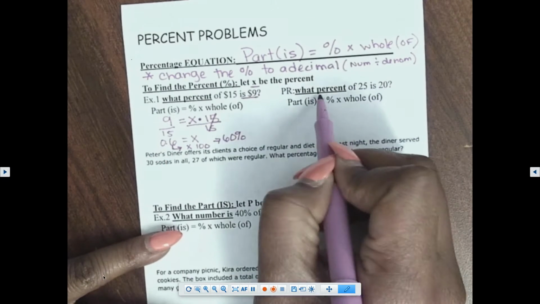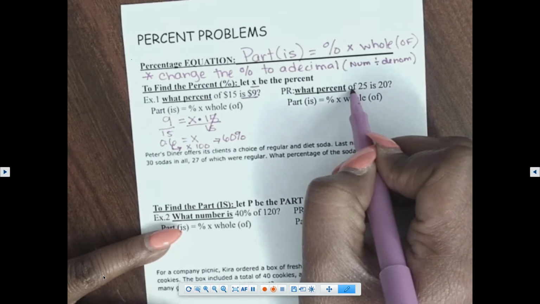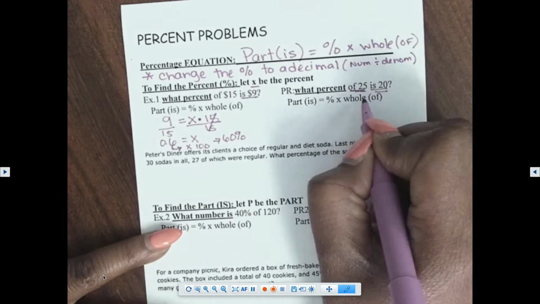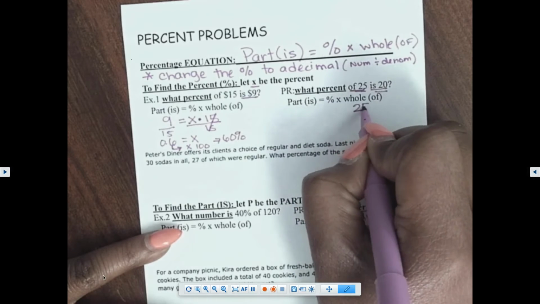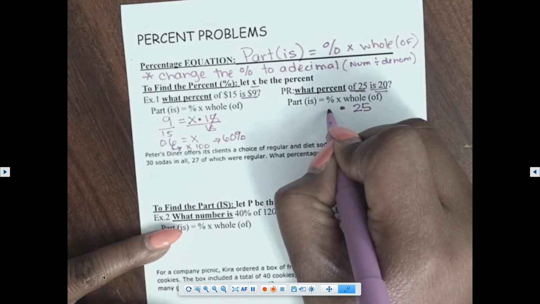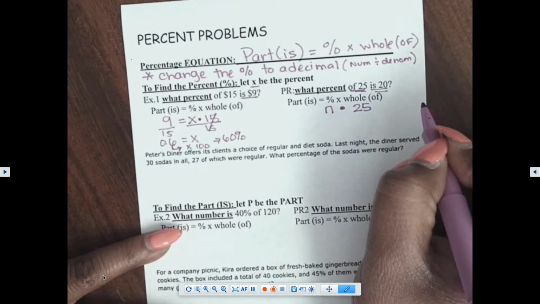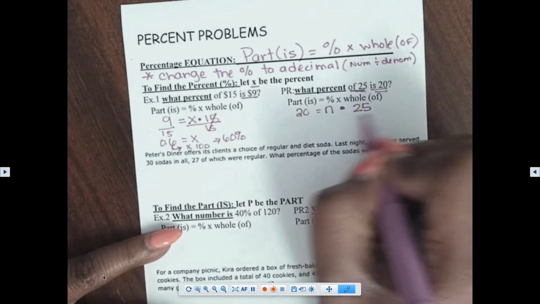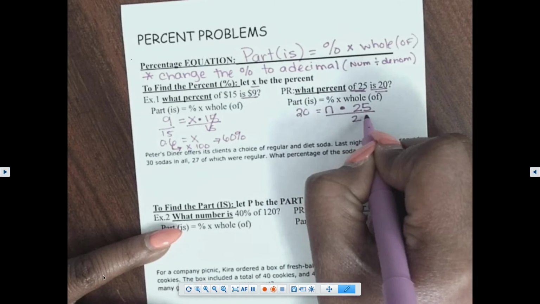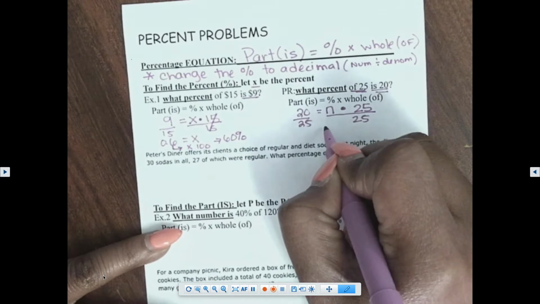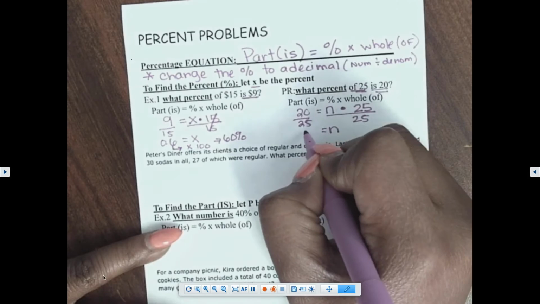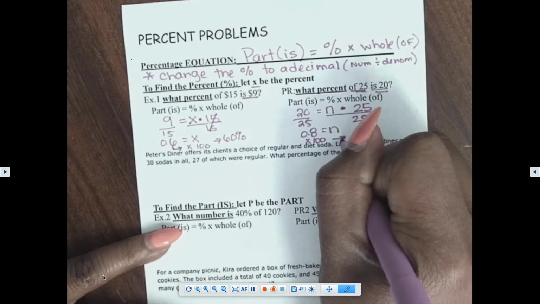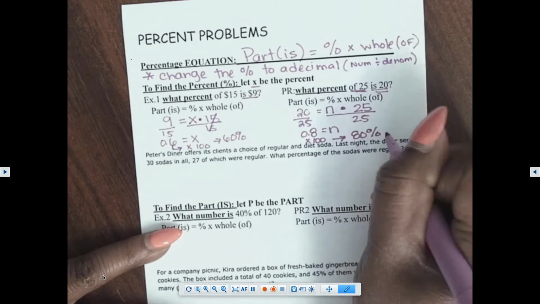So 9 is 60% of 15. Then on this side, it says what percent of 25 is 20. So of being our whole, times the percent, we're going to use an N because the X was kind of confusing. And then is 20. So how do we get this N by itself? We divide 25 on both sides. N equals 0.8, but that is a decimal. And remember, just to multiply that by 100, that gives me 80%.